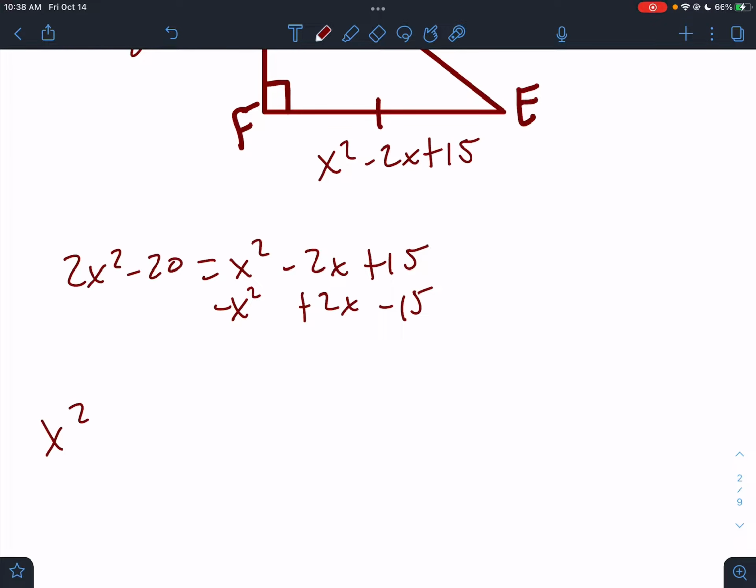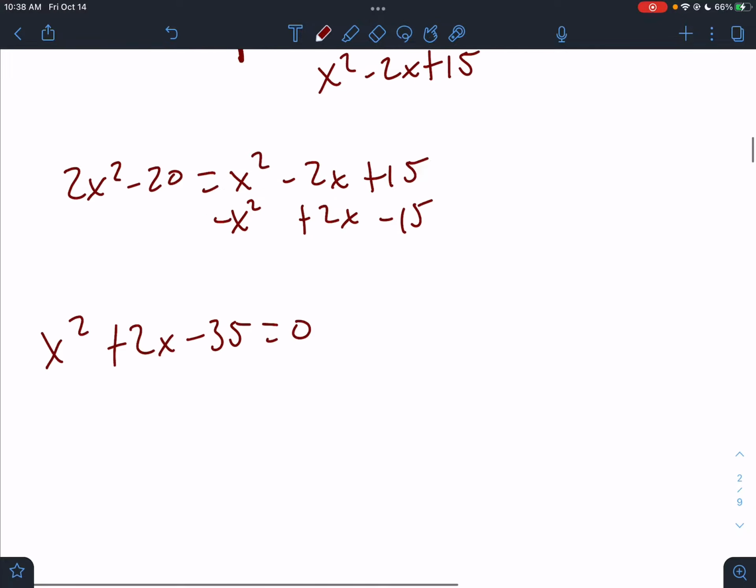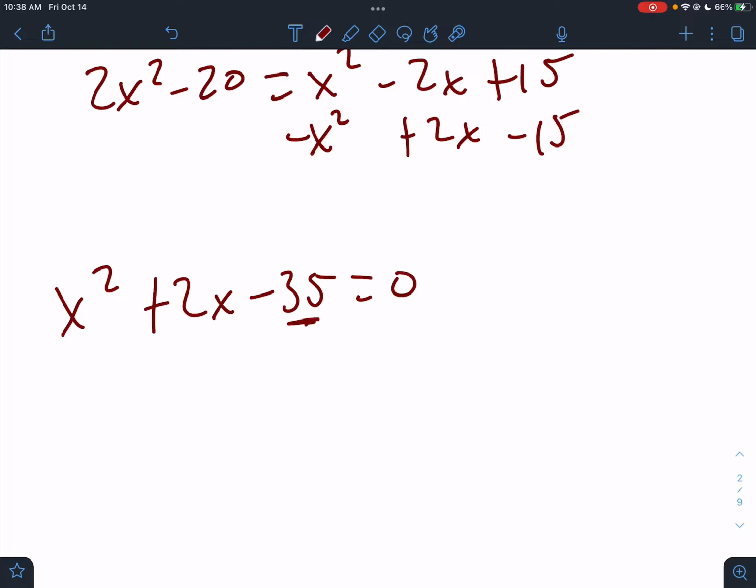Sorry, I got cords in my way, fam. Okay. That's going to get me plus 2x and then minus 35 when I move everything over. Factor that. It's the factors of 35. This tells me they have to subtract to equal 2. Well, those are going to be 7 and 5. So the factors of 35 that subtract to equal 2 are 7 and 5.